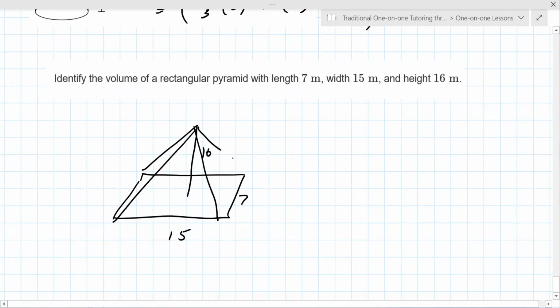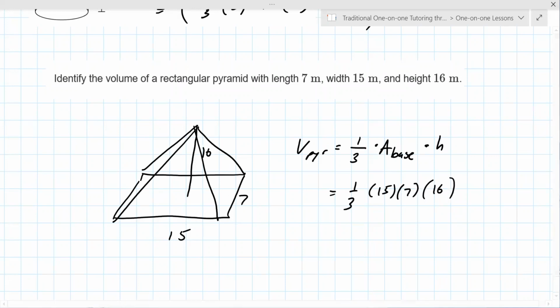Okay. So do you remember the volume of a pyramid formula? So it's 1/3 the area of the base times the height. So the area of the base is 15 times 7, it's a rectangle, times 16. I get 560. What are the units? Cubic meters.